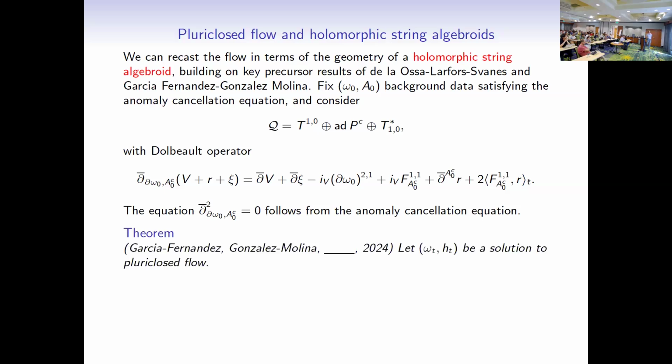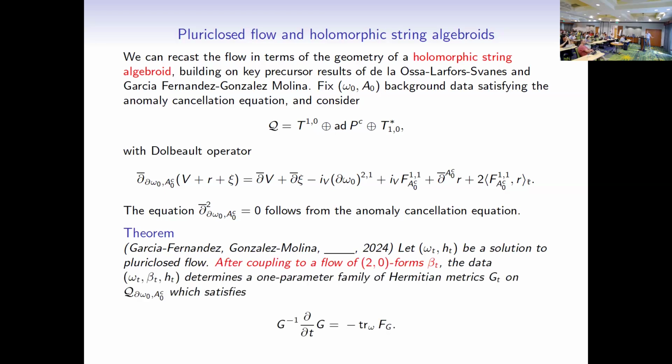Okay, but so what is the point? So here's the theorem. I fix this omega t, h t, a solution of pluriclosed flow, and then you have to further couple to a flow of 2-zero forms beta. I completely suppress this part, but anyways, it's completely explicit. Then this data, omega, beta, and h, determines a family of Hermitian metrics on this bundle Q.